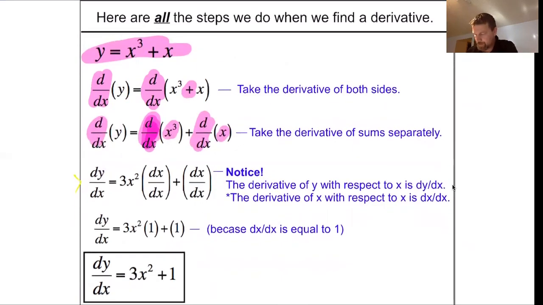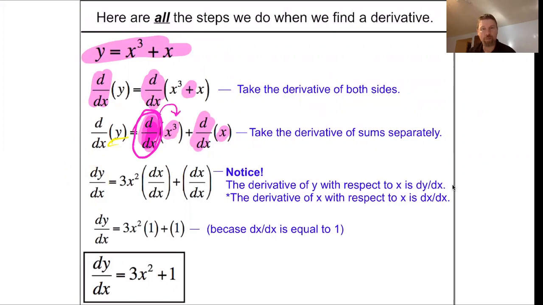Now, here's the big step here. From here to there, the derivative with respect to x of y is dy dx. It's literally asking how fast is y changing with respect to x, and that's dy dx. On the right, the derivative with respect to x of x cubed.